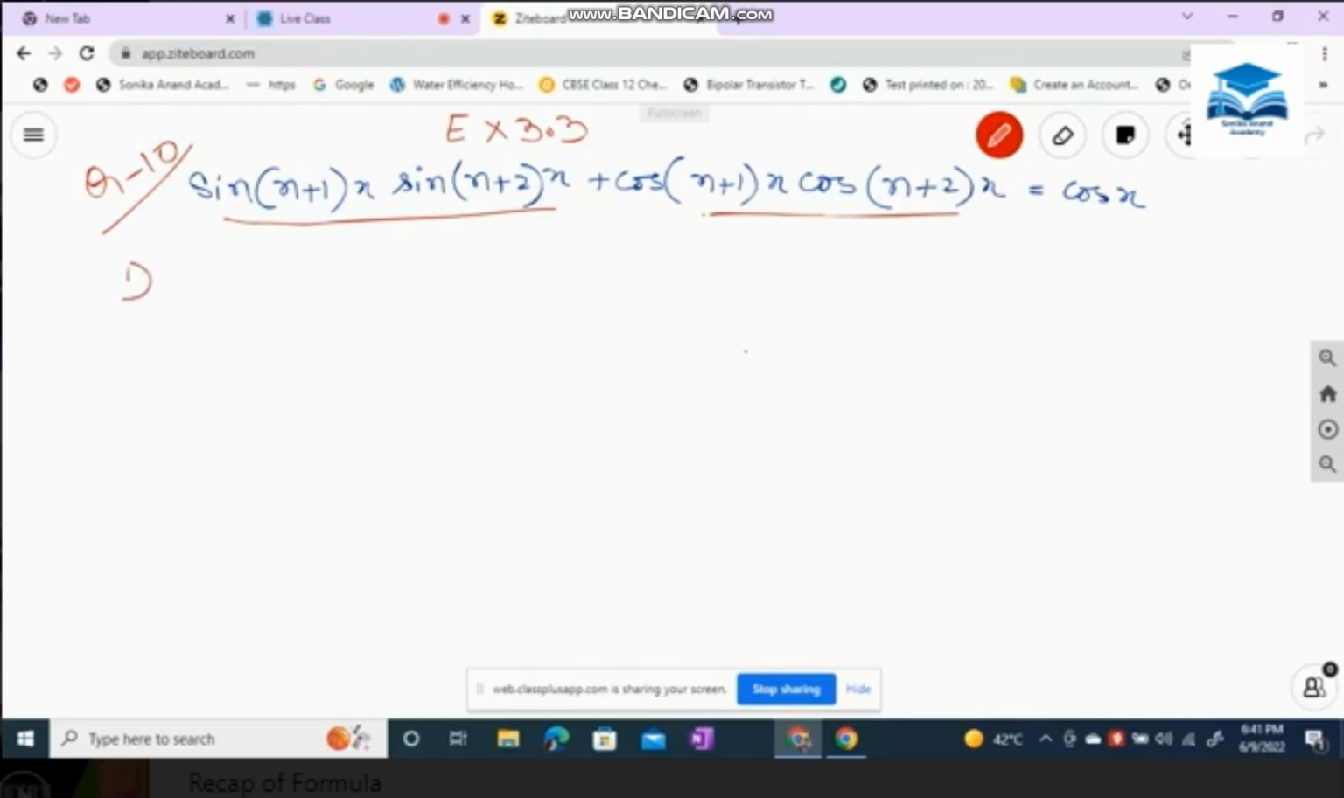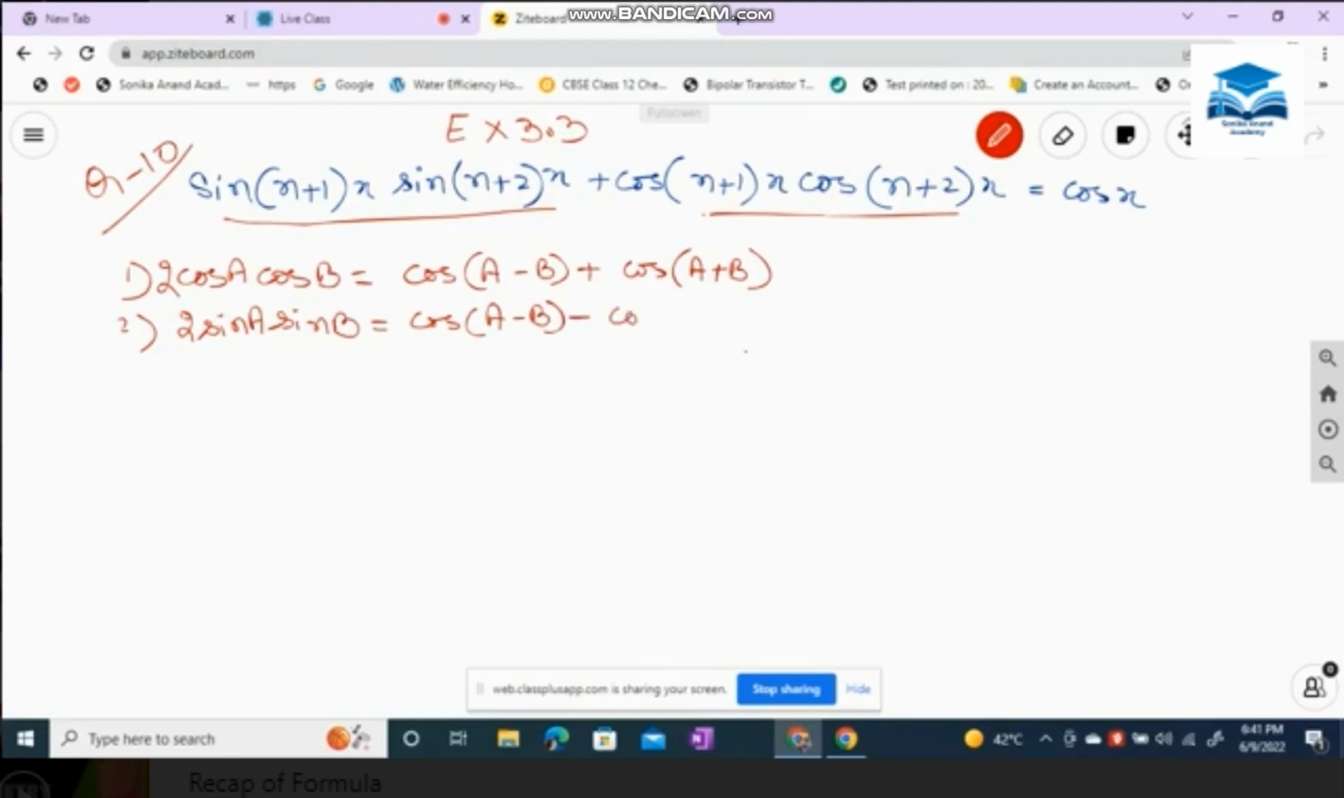First formula, 2 cos A cos B, then its answer is cos A minus B plus cos A plus B. Now if we have the formula 2 sin A sin B, then it is cos A minus B minus cos A plus B. If we watch it carefully, if we subtract these two, we get it in the form of sin A sin B. If we add these two, we get it in the form of cos A cos B. Now here we have these things.